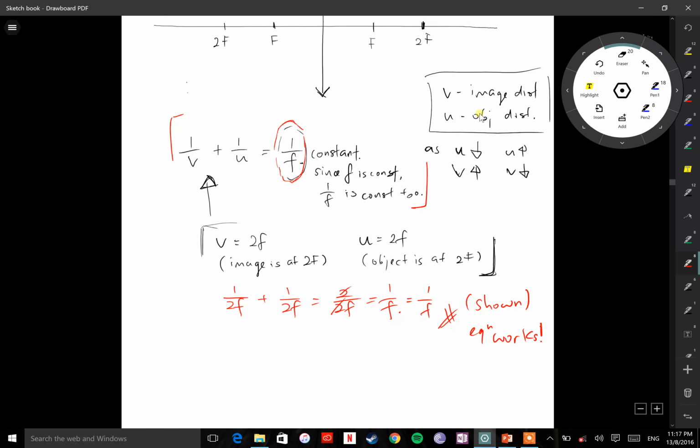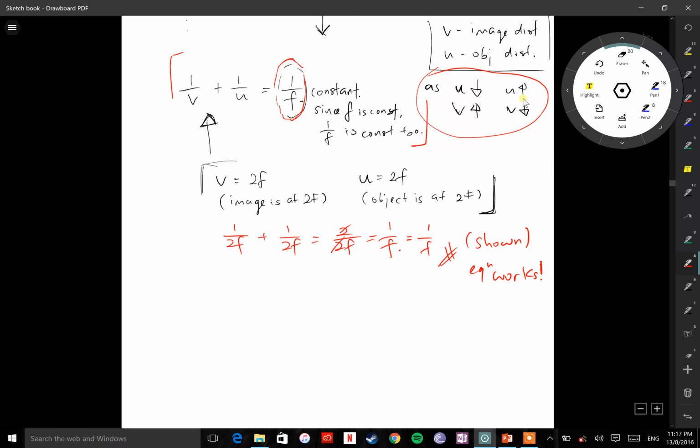Now through this equation, I want to show you this relation as well. It's not magic, it's just math. 1 over u plus 1 over v is 1 over f, and we say that this is constant. If this is constant, then 1 over u plus 1 over v must always give you the same value.